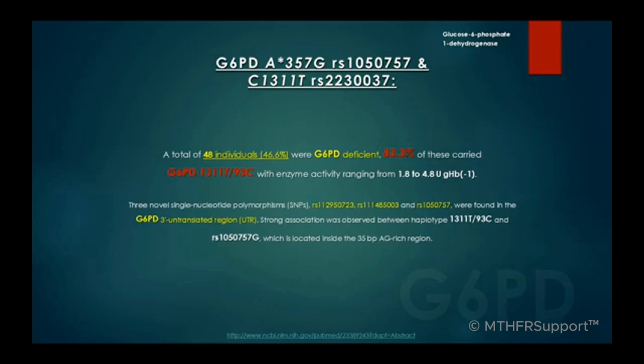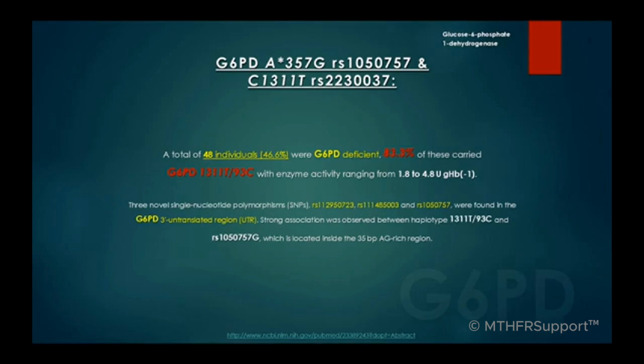83.3% of these carried G6PD 1311T/93C, with enzyme activity ranging from 1.8 to 4.8 U/g Hb. Three novel single nucleotide polymorphisms, also known as SNPs, rs112950723, rs111485003, and rs1050757, were found in the G6PD 3' untranslated region, UTR.